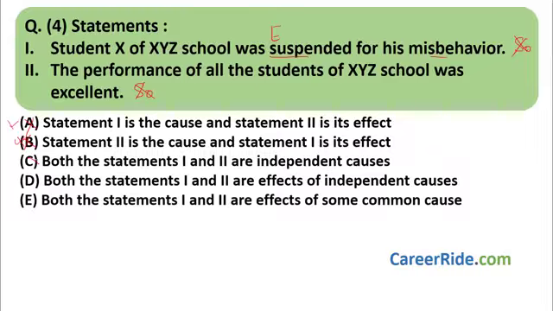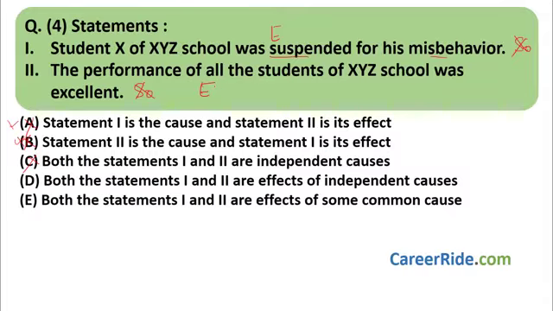So again C cannot be an option, because C is for both statements being independent causes, but over here we know that the first one is an effect. Let's see the second one. Performance of all the students of XYZ school was excellent. Now here the performance was excellent, okay. Again this is a kind of an effect. The students might have written the paper or gone into a competition, and there the effect was that because of their practice and training and studying, their performance was very good. So this is also a type of effect. It is not some cause, okay.